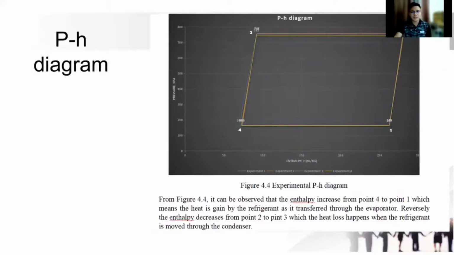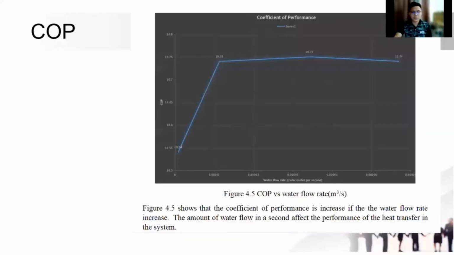So here is the PH diagram. You can see the PH diagram, which is almost like a trapezium, which indicates this process. This is pressure and enthalpy that we have obtained from the calculations. So this is the COP diagram. This COP increases if the water flow rate increases.